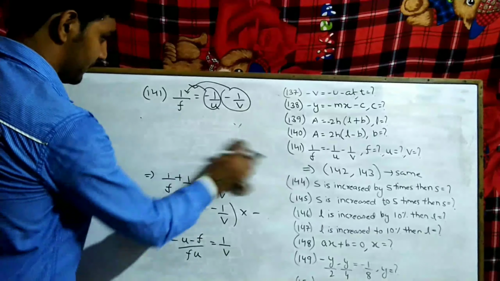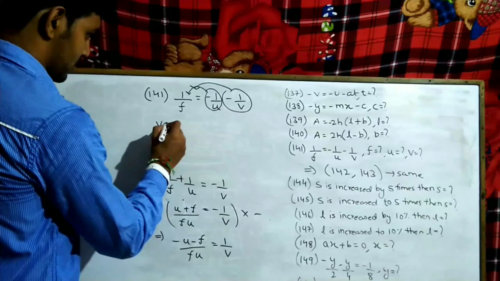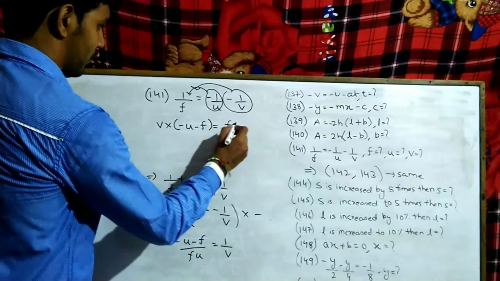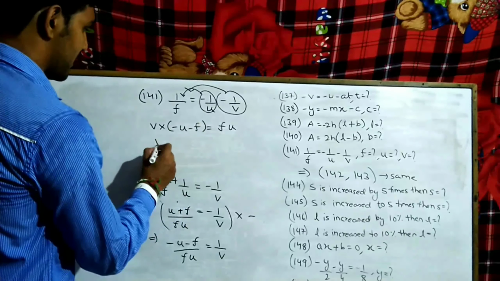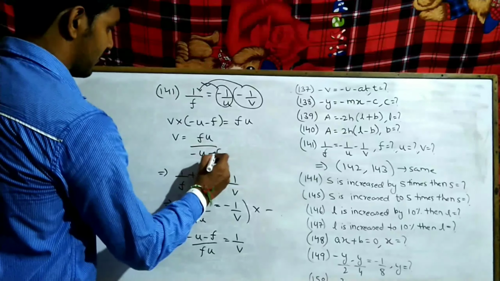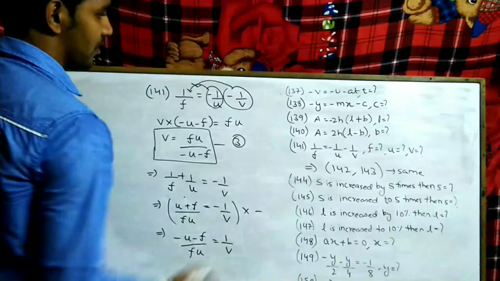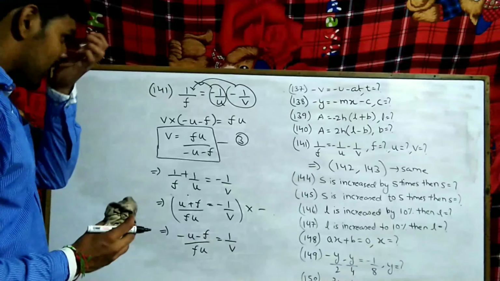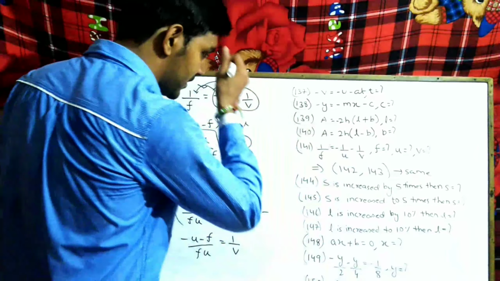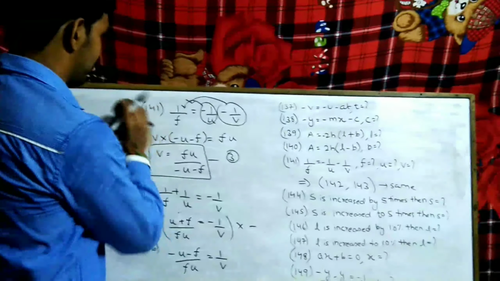Now do cross multiplication. v into minus u minus f is equal to fu. Now this multiply goes to that side and becomes division. So v is equal to fu by minus u minus f. So this is the third part. Now, 141, 142, 143 are the same question only. So let's start with 144.